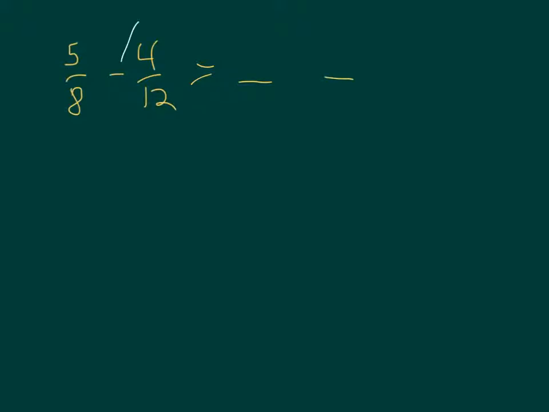I just want to take a second here to circle this. I could have simplified that one first, but I'm going to continue the way I'm going. So I said I would make 24 my new bottom number, and it's subtraction. So I have to ask myself, how did I make this 8 24? And the answer to that question is I multiplied by 3.